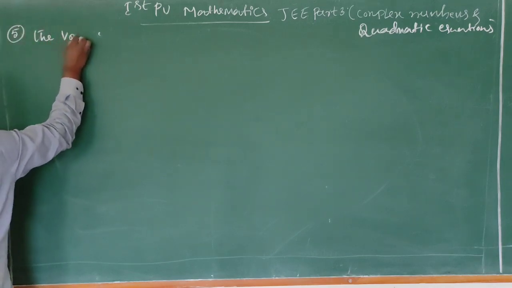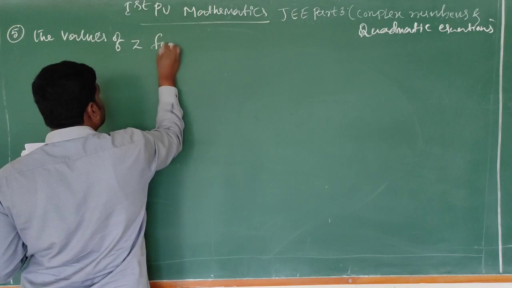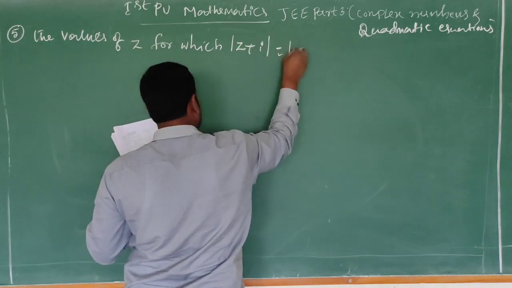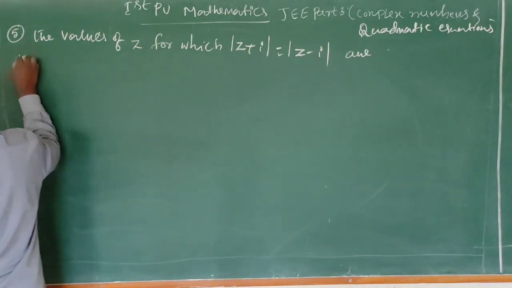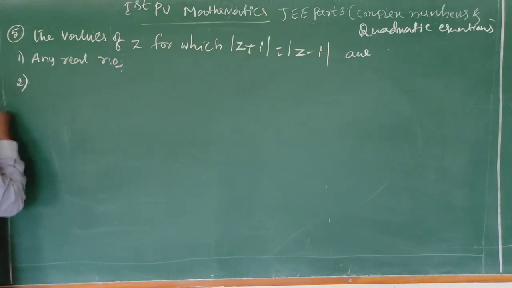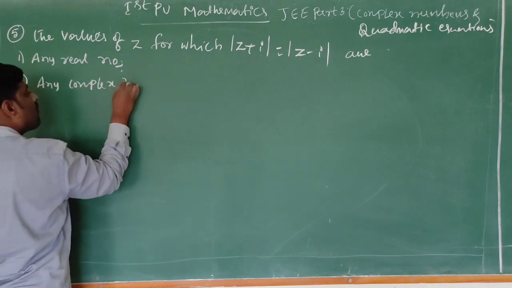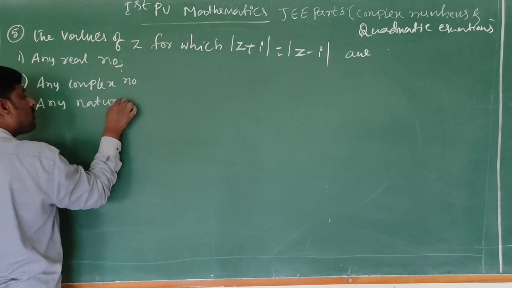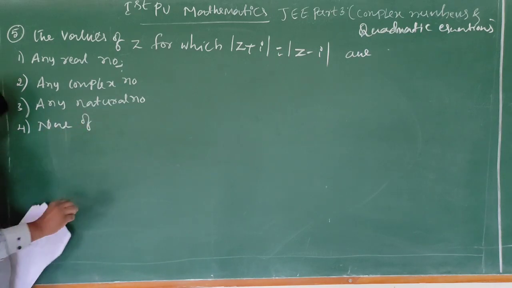The values of z for which modulus of z plus i equals modulus of z minus i are: first option, any real number; second option, any complex number; third option, any natural number; fourth option, none of these.